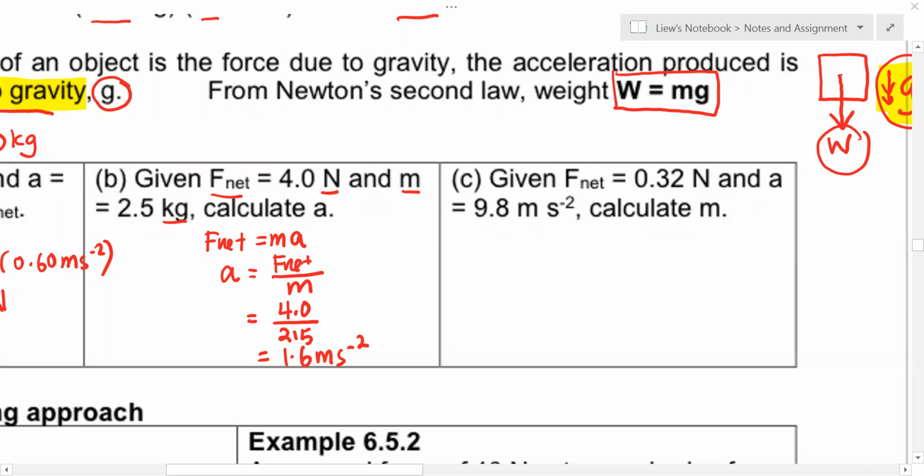Part C. Given F net is 0.32 newtons and A is 9.8 meters per second squared, calculate M. So F net equals MA. This round, M is the unknown, make M the subject. M is F net over A. Again, F net is in newtons, A is in meters per second square. No further conversion required. So 0.32 over 9.8. We get 0.033 kg.